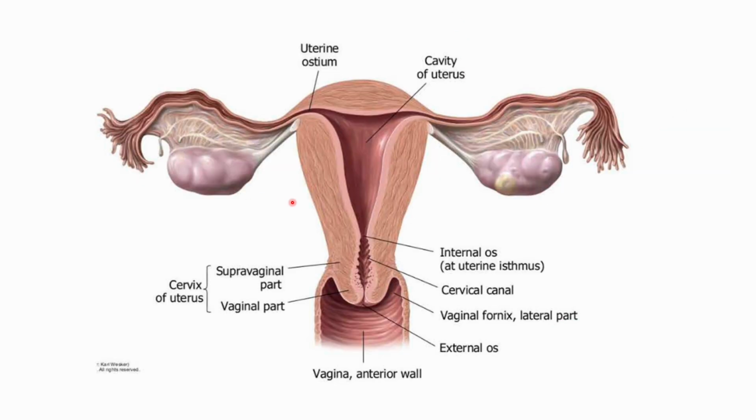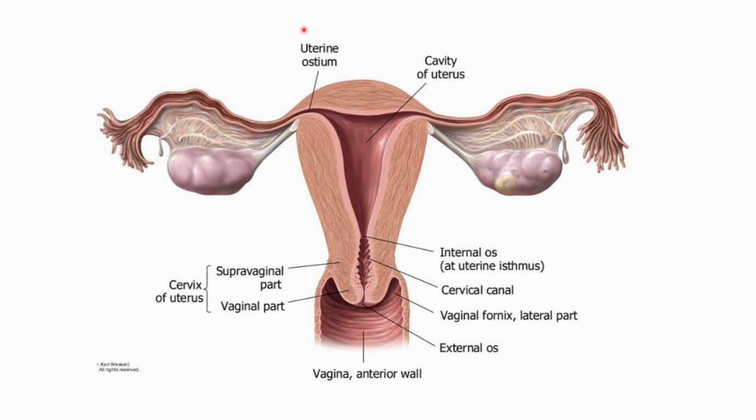So I just wanted to include this here. This is a little more in depth. We talked about some of these structures, and some we haven't seen yet. But this is the cavity of the uterus. This is where there would be implantation.